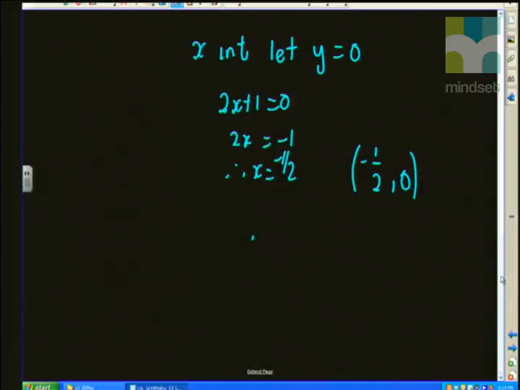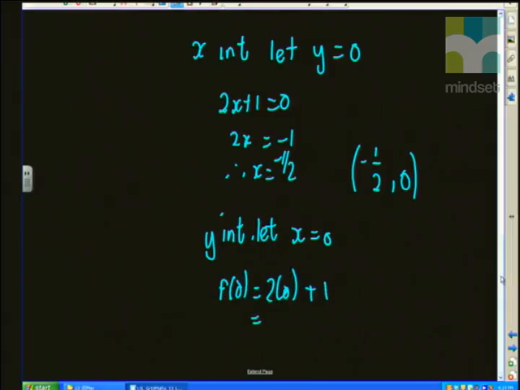Alright, then we find the y-intercept, and we find the y-intercept by saying let x equal 0. So if we let x equal 0, we're going to get f of 0 is going to give me 2 times 0 plus 1, and that's going to give me a value of 1. So therefore my y-intercept is 1.